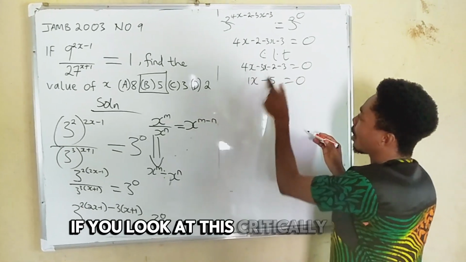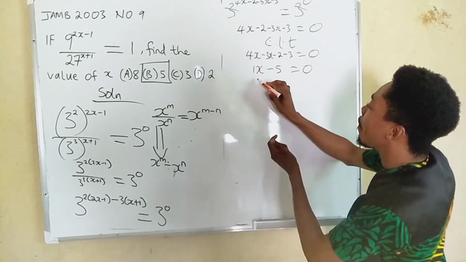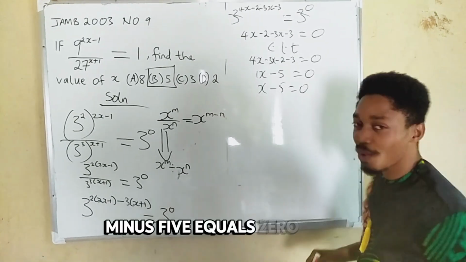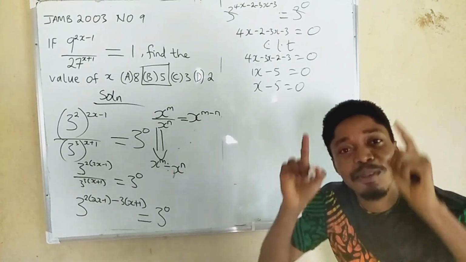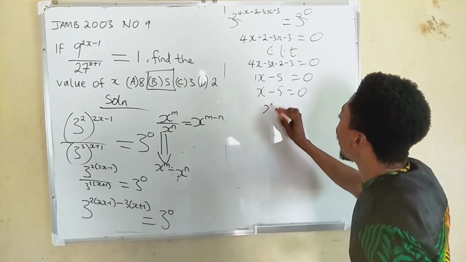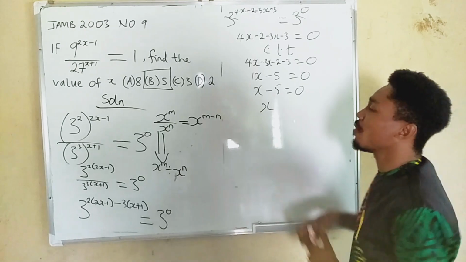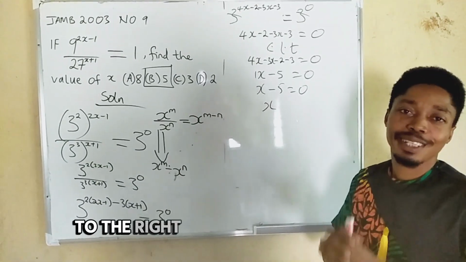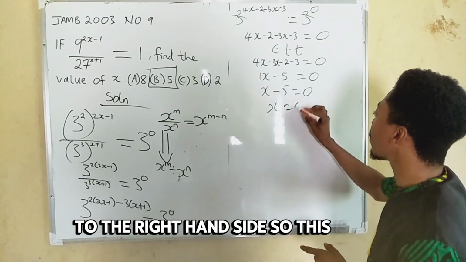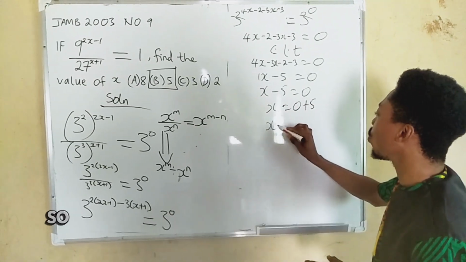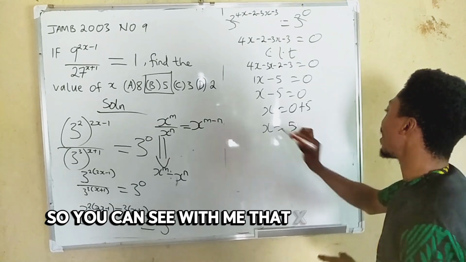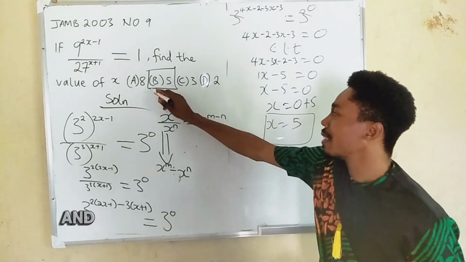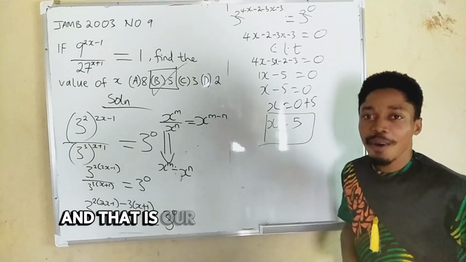If you look at this critically, 1x is the same thing as x minus 5 equals to 0. We are almost there. Collecting like terms, I am going to shift the terms without x to the right hand side. So this is 0 plus 5. So you can see with me that x is equals to 5. And that is our answer.